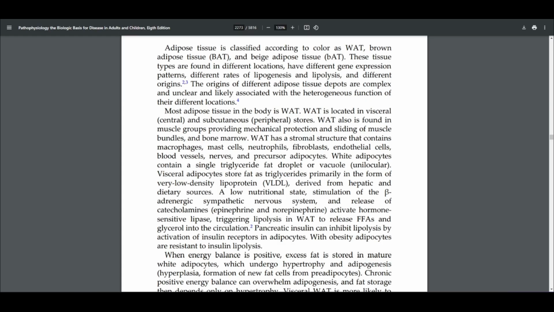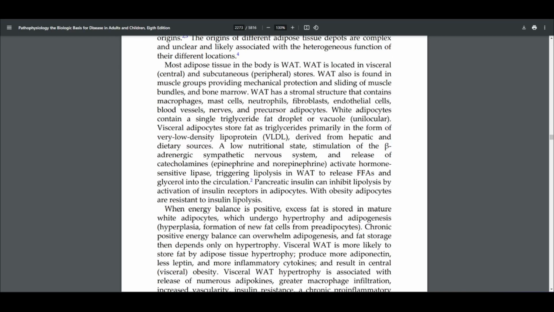So, your adipose tissue is classified according to the color of what? Brown adipose tissue, BAT, and beige adipose tissue, a different kind of BAT. These tissue types are found in different locations, have different gene expression patterns, different rates of lipogenesis and lipolysis, and different origins. The origins of different adipose tissue depots are complex and unclear, and likely associated with the heterogeneous function of their different locations.